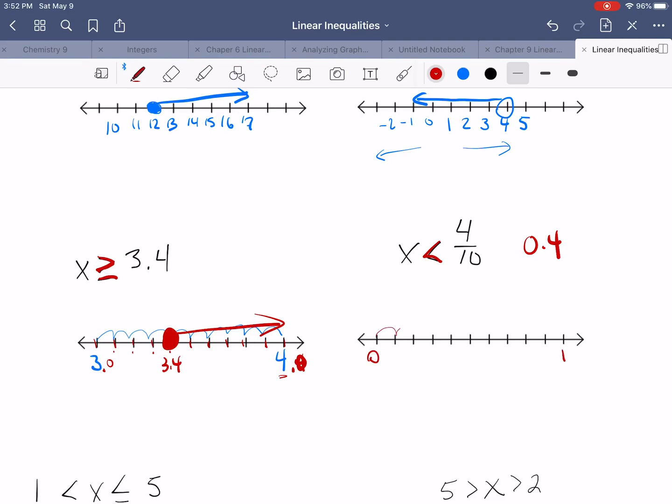And since I know there's 10 hops, 3, 4, 5, 6, 7, 8, 9, 10, then I'm just able to go to the fourth hop. 1, 2, 3, 4. I'm able to put a circle around it. It does not have an equal sign, so I leave it open.